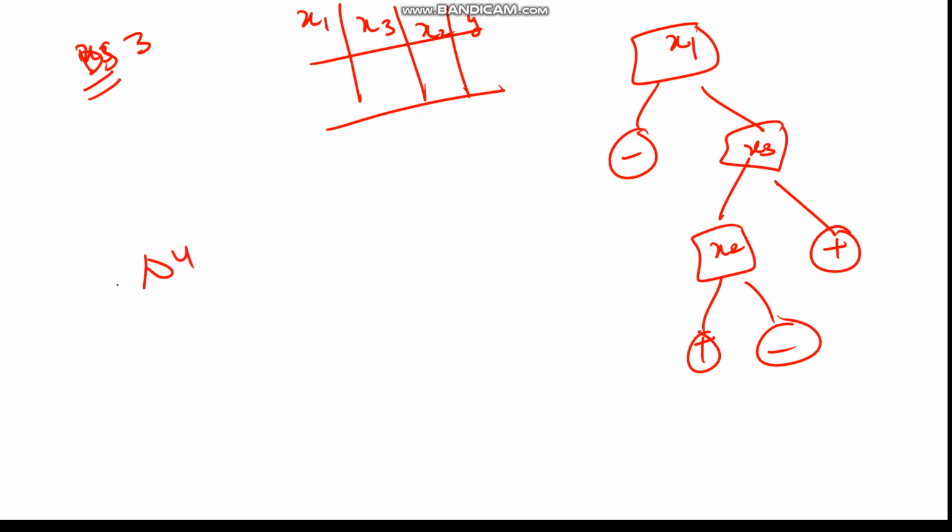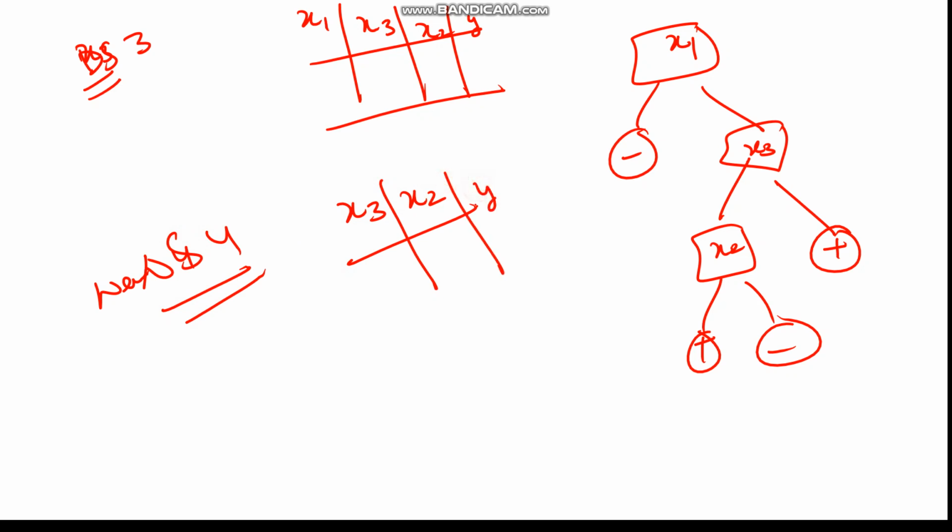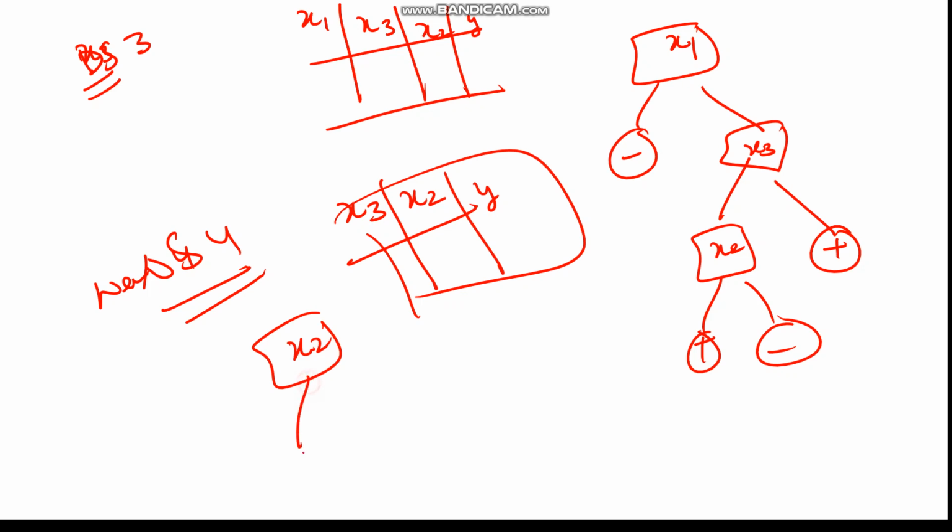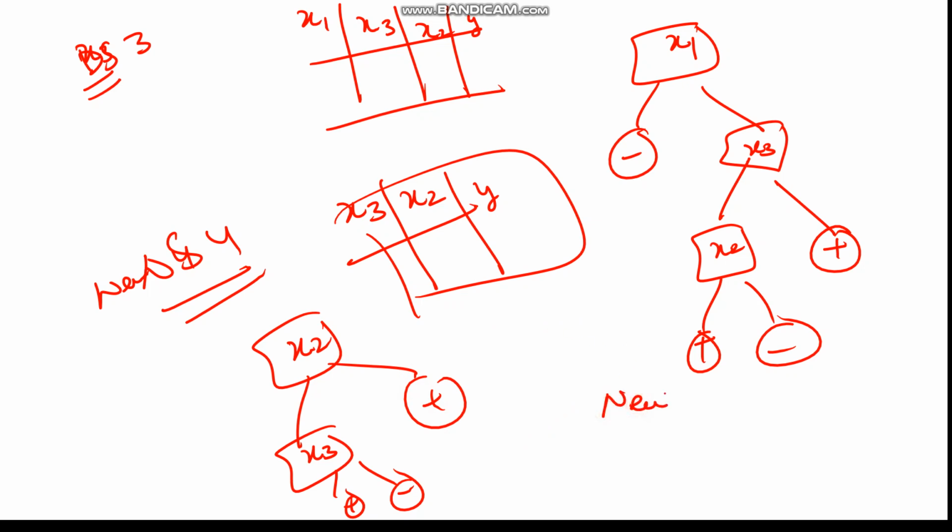Similarly I can pick another new data set, let's call data set 4 with x3 and x2 and y. So I will create a decision tree for this also. Let's take x2 over here, x3 over here, plus here, minus here, plus here, and so on. Similarly we can create as many decision trees as we require. So we can create new data sets, and the one thing that we need to note down over here is we will plot the decision tree in randomized fashion.